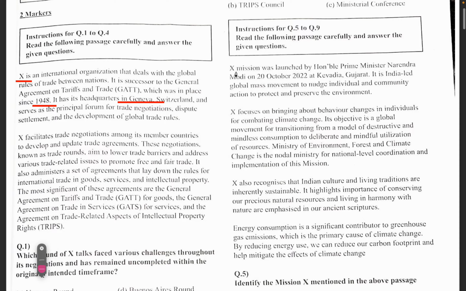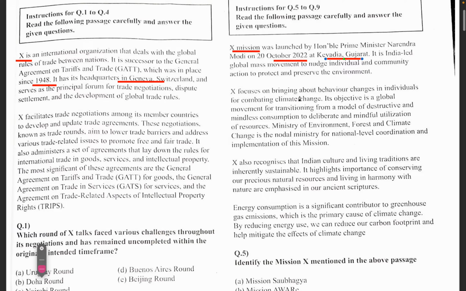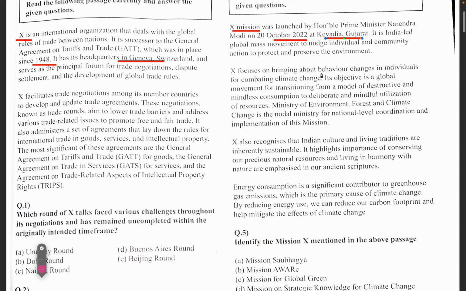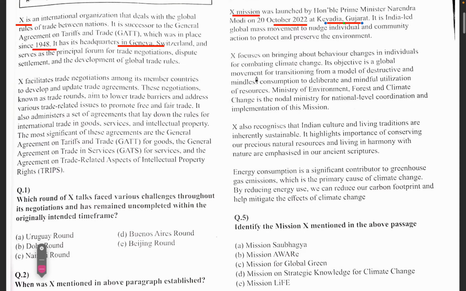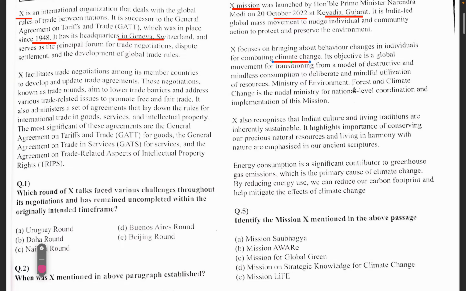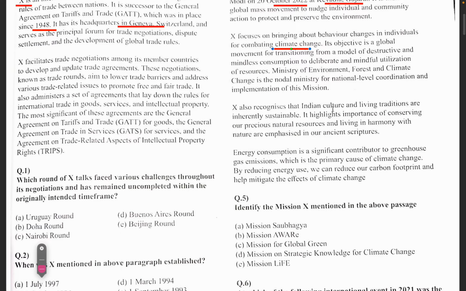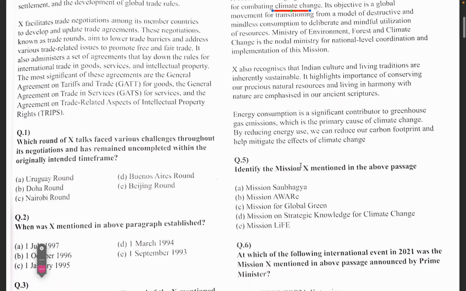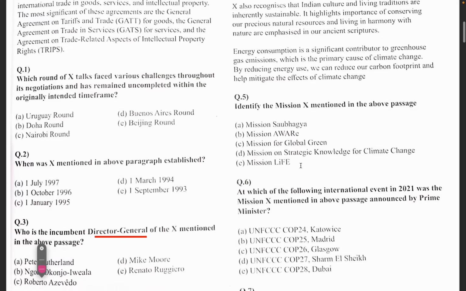Here again they have a variable, X mission. This is about some mission which was launched by PM Narendra Modi on this date, and this is the venue. They have given some details about the mission, like it is bringing behavioral change in individuals for combating climate change. So now you need to think about what the latest scheme related to climate change was, under the Ministry of Environment, Forest and Climate Change. These are the details we need to see. Now let's come to the questions.